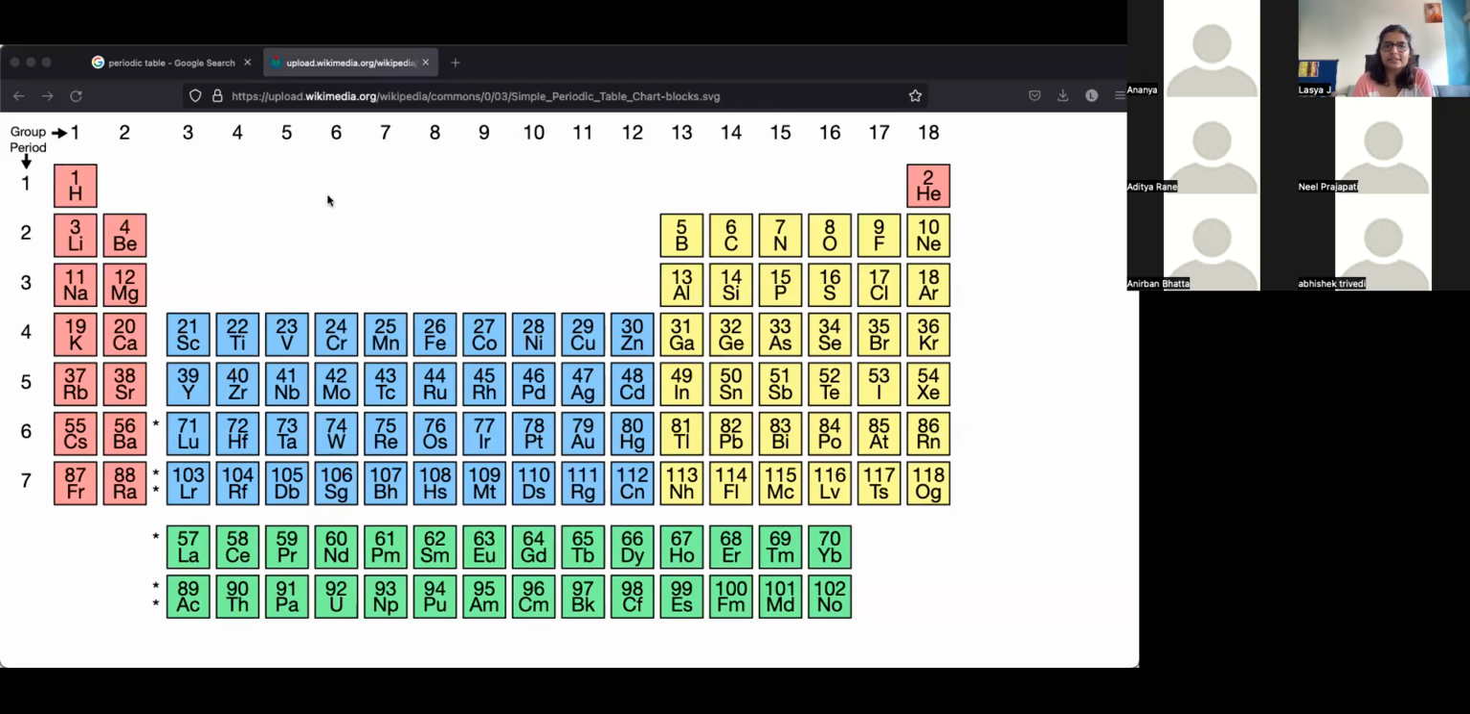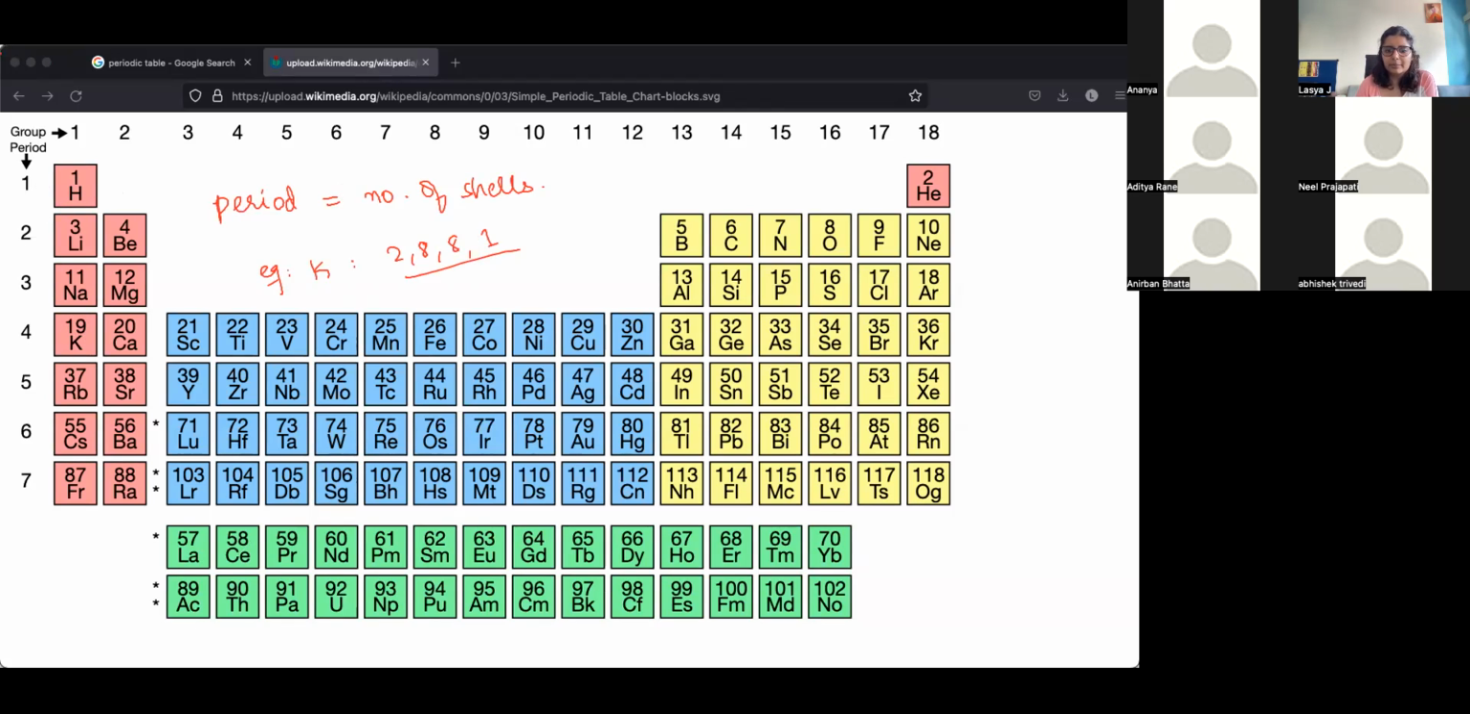Period number is pretty easy. Which period it is in is directly equal to the number of shells. For example, if we have potassium, its electronic configuration is 2, 8, 8, 1. So how many shells does potassium have? Four shells, right? So which period it's in is very direct: fourth period. We can see here 1, 2, 3, 4, here is potassium.